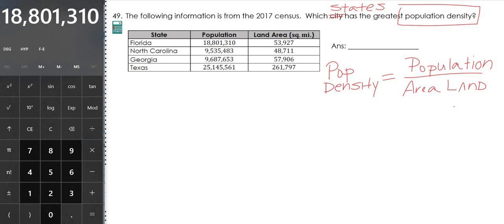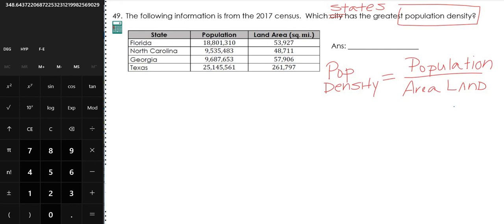18,801,310 divided by area of 53,927. We get approximately 348. Let's actually change it to 349. I'm going to round to the nearest whole number here.